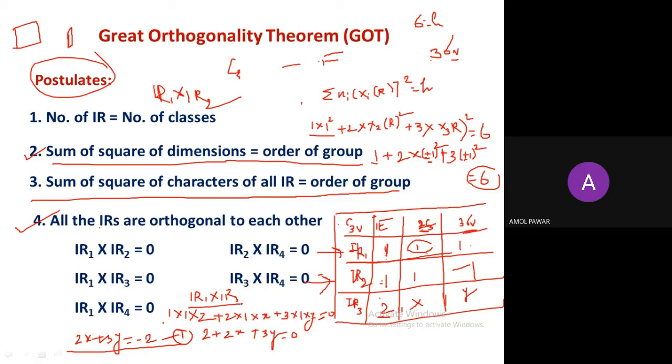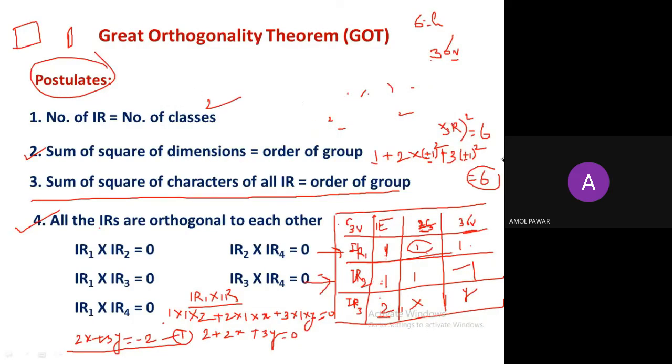Okay. Now we got this equation from IR1 into IR3. So why have we multiplied IR1 into IR3? Because we have the full characters of IR1, but we do not have the characters of X and Y. Okay. Now what is the next step? Now we will try with IR2 into IR3. IR2 into IR3. What is IR2?